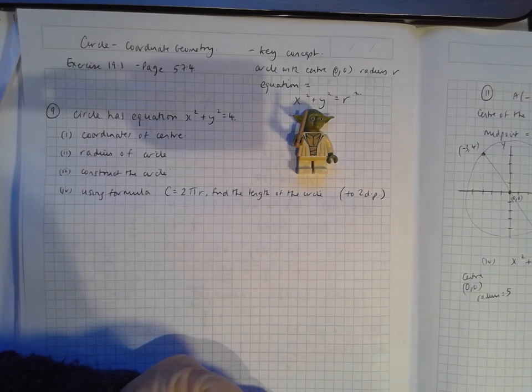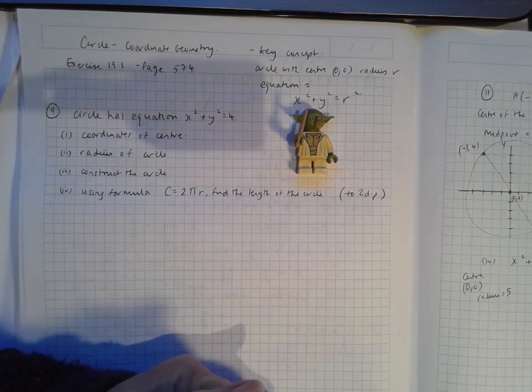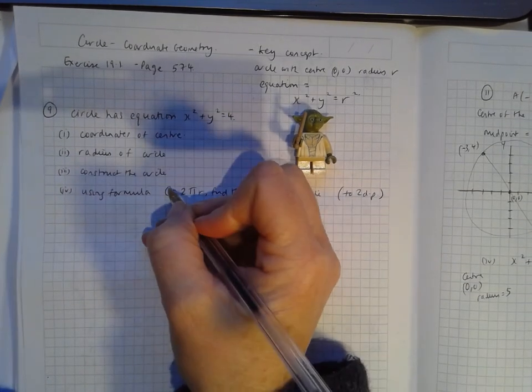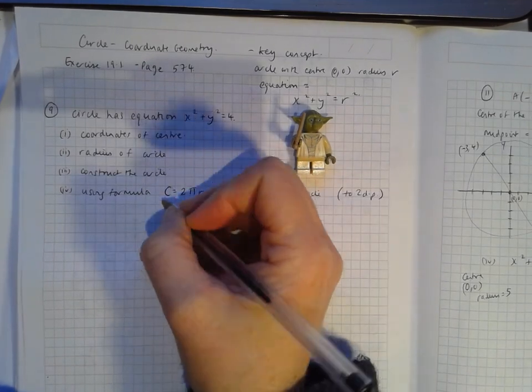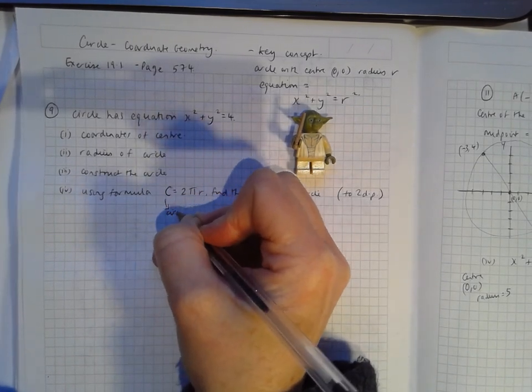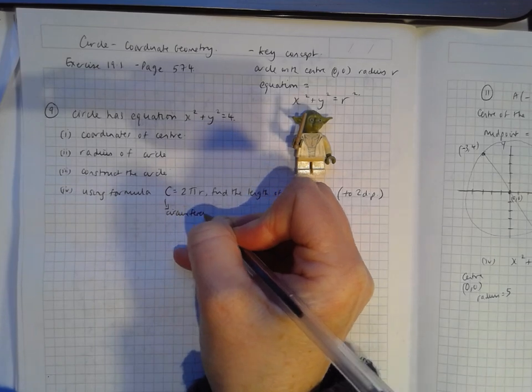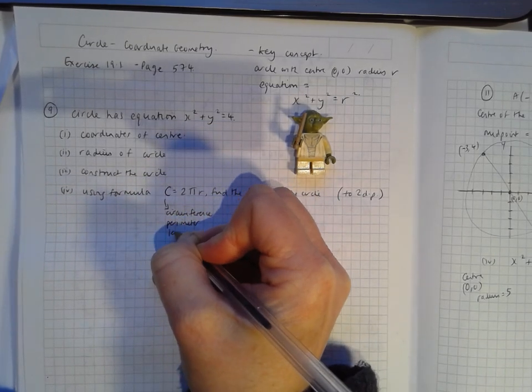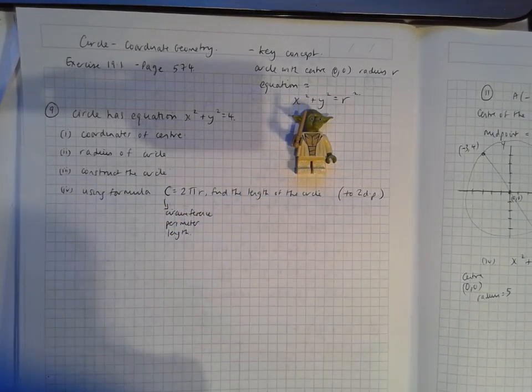In this question, a circle has equation x squared plus y squared equals 4. We're being asked for the coordinates of the center and the radius of the circle. We're asked to construct the circle, and then, using the formula c equals 2 pi r, find the length of the circle. This is actually the formula for the circumference of a circle, which is another word for the perimeter or the length of a circle. So that's what c is.